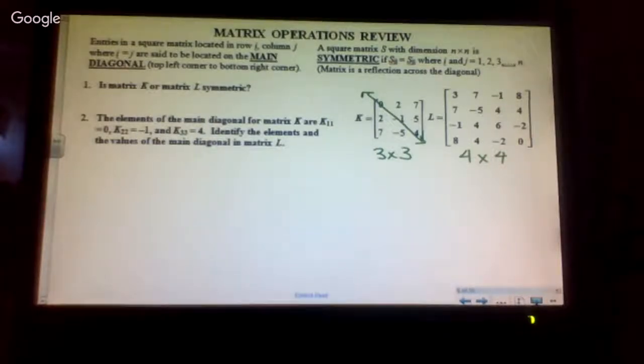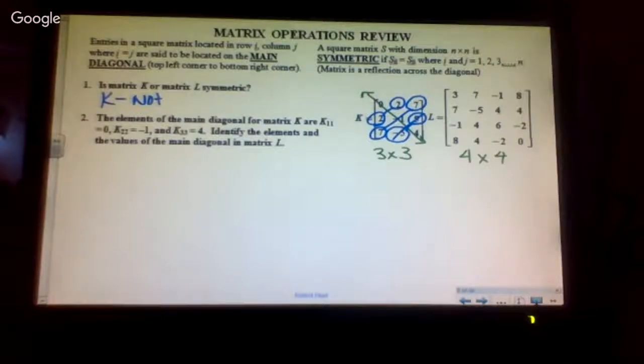So what I mean by that: 2, and across from that is 2. 7, and across from that is 7. So far, so good. -5 and +5, that's a no-no. So K is not symmetric. All of those numbers must match.